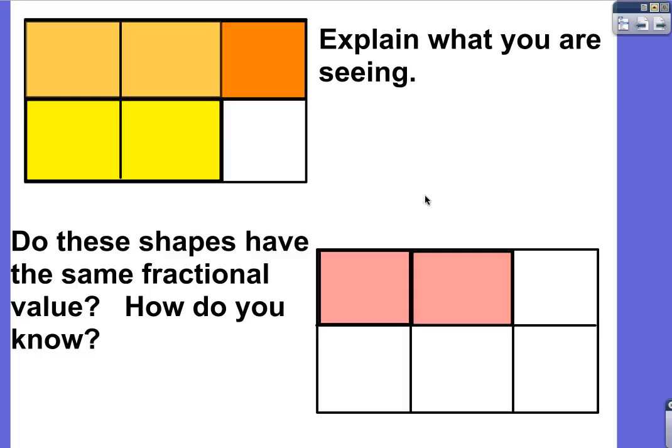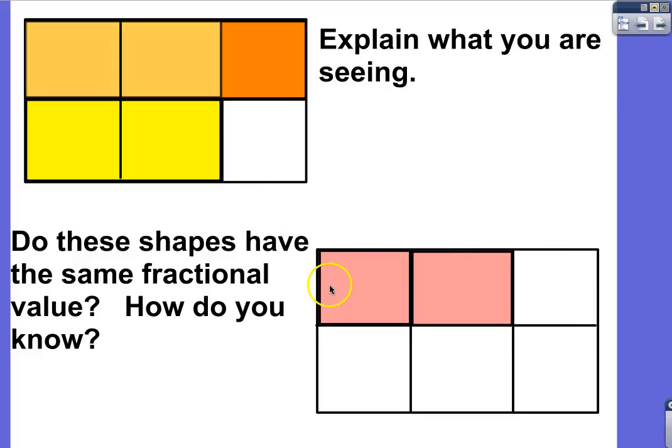Okay, so some of the comments that no doubt you have made: this area here is where these two colors overlap. So this is showing 2 out of 6, or 2/6. And this is just showing two areas shaded in. And again, it's two shaded areas out of 6. So this fractional amount is also 2/6.